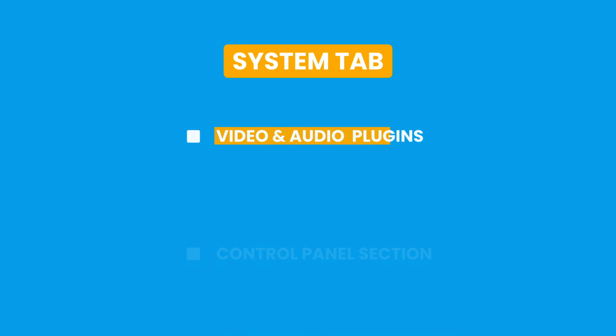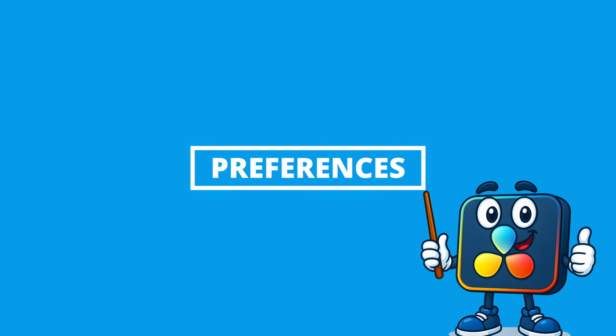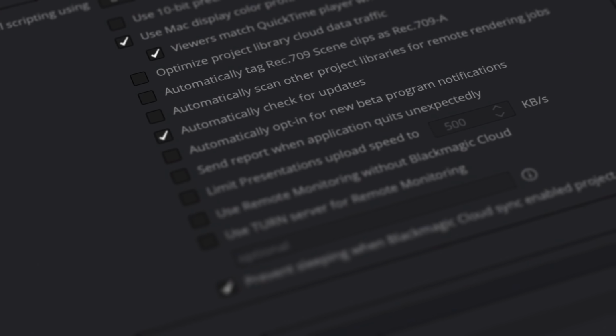In our last video, we walked through the System tab, going over the video, audio, plugins, and control panel sections. Today, we're still in Preferences, but we're moving on to the General section, Internet Accounts, and Advanced. Our first section is General.